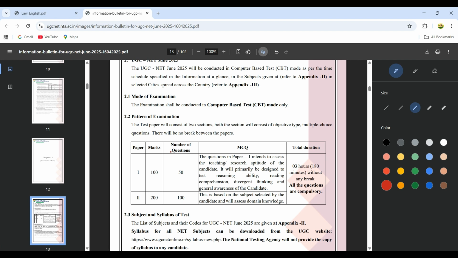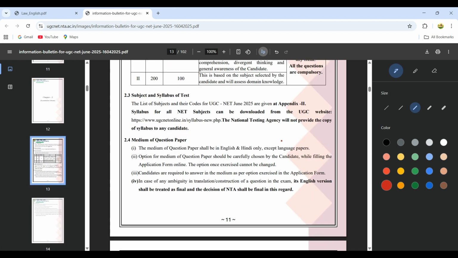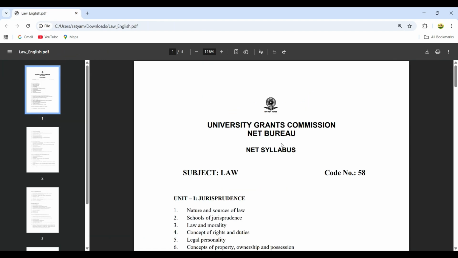So we have a total of 150 questions. Each question is of 2 marks each. So you have a total of 300 marks. There is no negative marking for incorrect response. So you can attempt all questions.